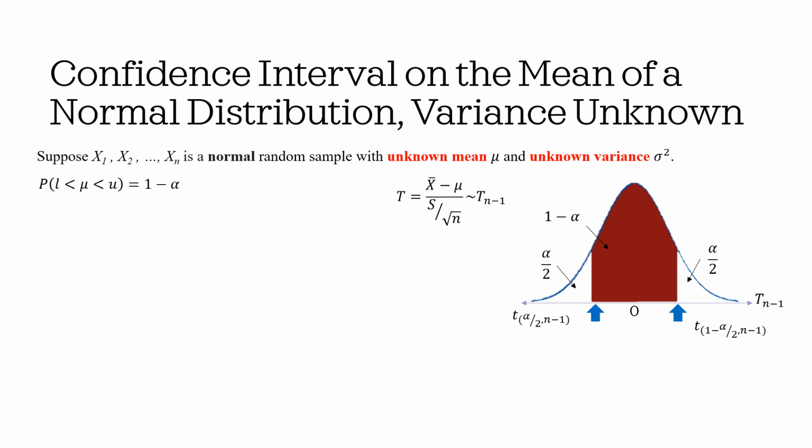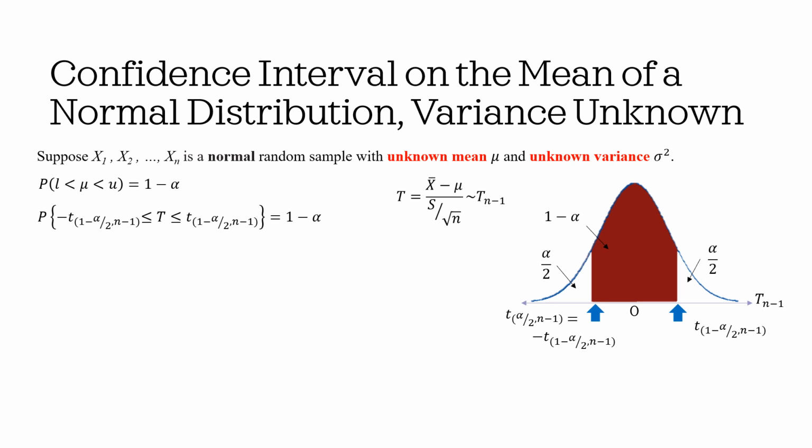Taking advantage of the symmetry of the t-distribution, we can replace that t of half alpha with the negative value of t of 1 minus half alpha. Now, we can claim that the probability of any t random variable with n minus 1 degrees of freedom being between negative and positive values of t of 1 minus alpha over 2 with n minus 1 degrees of freedom is equal to 1 minus alpha.